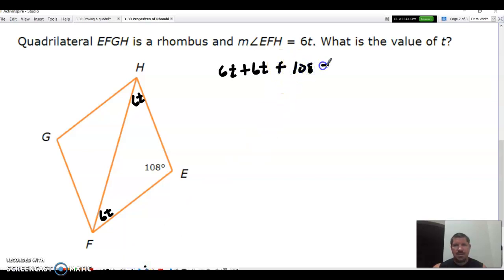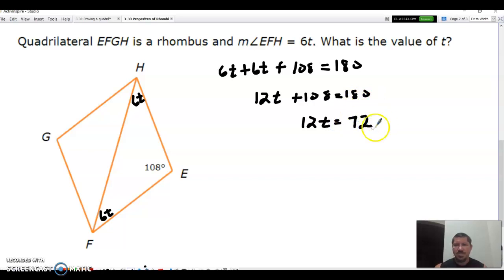plus 108 is equal to 180. So that's going to be 12t plus 108 equals 180. Means 12t is equal to 72. And then if I divide by 12, t is going to be equal to 6.